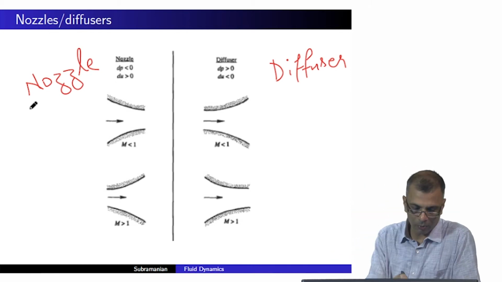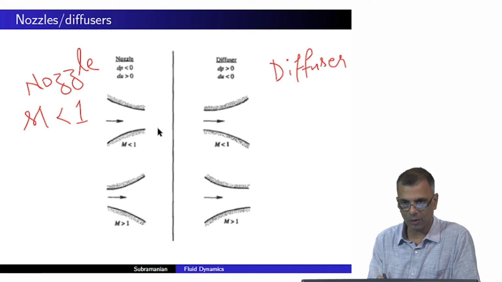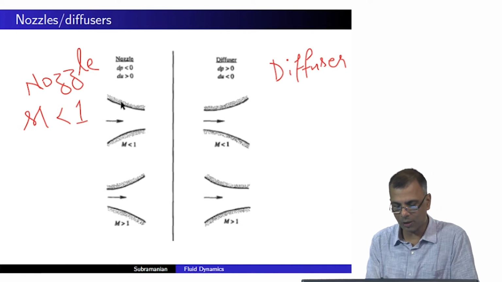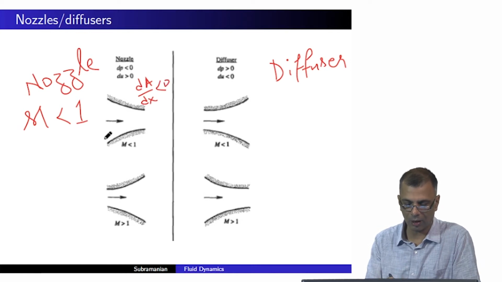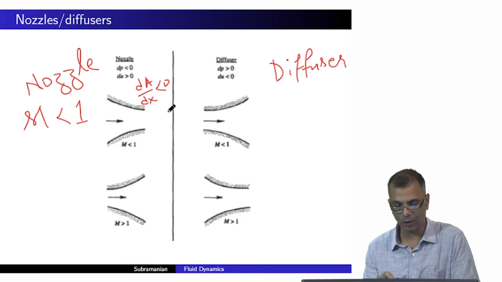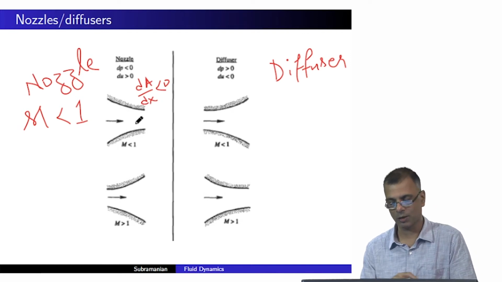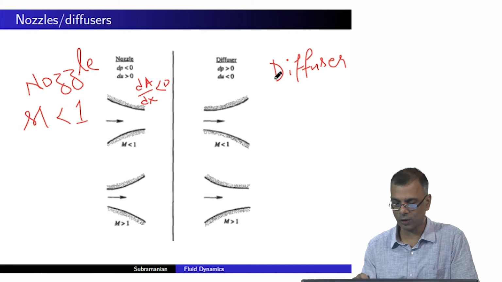So for Mach number less than 1, this would be a nozzle. What would be a nozzle for Mach number less than 1? This kind of situation where dA/dx is less than 0, right? You see, dA/dx is indeed, the area is decreasing as a function of x, so this would be a nozzle, and this would be a diffuser.